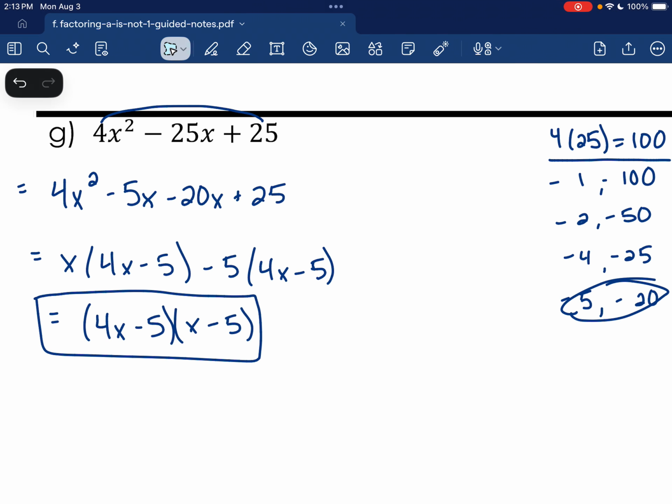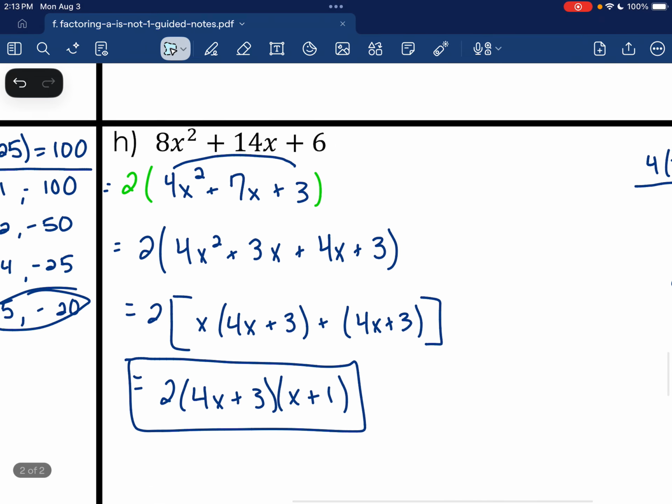Next, we had 4x squared minus 25 plus 25. So this one is tricky because at first you might be thinking 4x squared, 25. We've got that positive b value. Those are both perfect squares, but this does not have 2ab in the middle. And so, unfortunately, this was not a perfect square trinomial. And so when we factored this out, we ended up with 4x minus 5 times x minus 5.